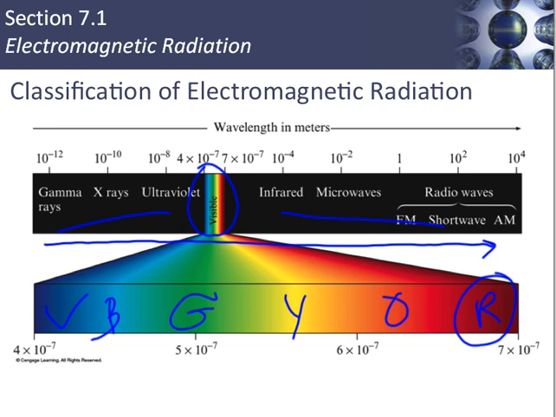I need you to know what surrounds it. And it kind of makes sense. What's below red in energy is infrared, then microwaves, then your radio waves. What's above violet? Ultraviolet, X-rays, and gamma rays. So you're going to see questions on the AP that'll ask you what has a shorter wavelength, ultraviolet waves or radio waves? Ultraviolet. Those are the types of questions you need to be ready for.